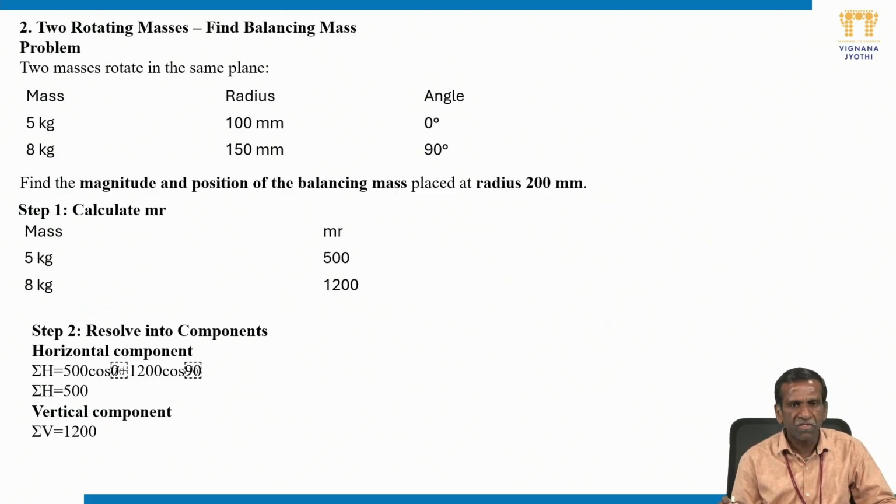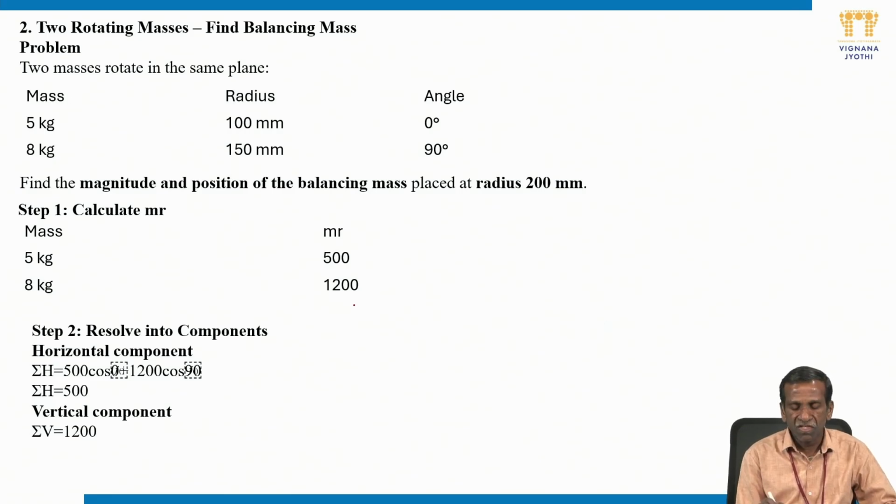Suppose we solve the same problem using the graphical approach. Then you need to draw the MR vector diagram, the MR polygon. In this case, you first need to calculate MR. Here MR is 500 for the first mass, and for the second mass MR is 1200.